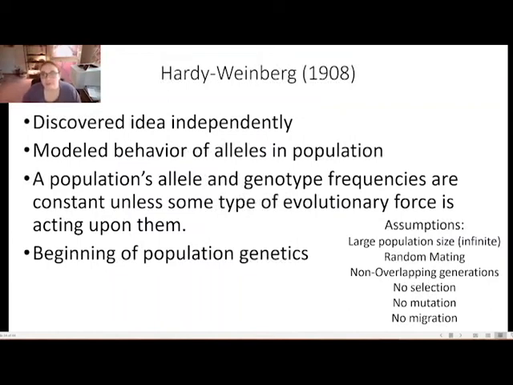So pretty much you would say, in a vacuum with no outside forces acting on them, they should be constant. So this was the beginning of population genetics. And it made a few assumptions.